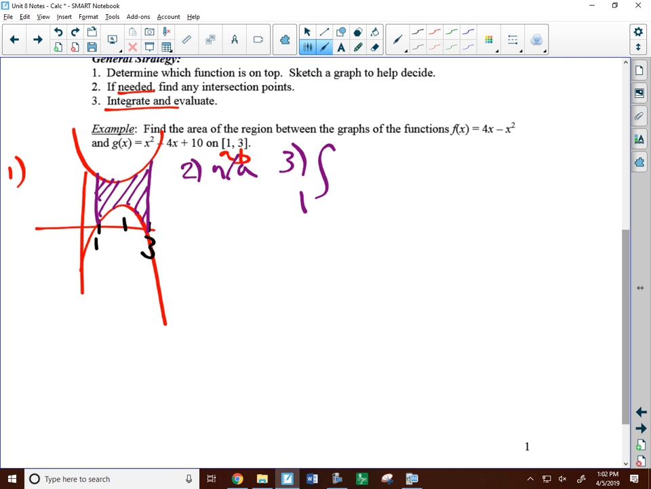We're from 1 to 3, top minus bottom. So here's where you just got to decide which one's on top. And we've got two parabolas. You can look on Desmos or your graphing calculator, of course, but certainly this one is the positive x squared. So that's the top one. X squared minus 4x plus 10. Minus the bottom one, which is the 4x minus x squared.